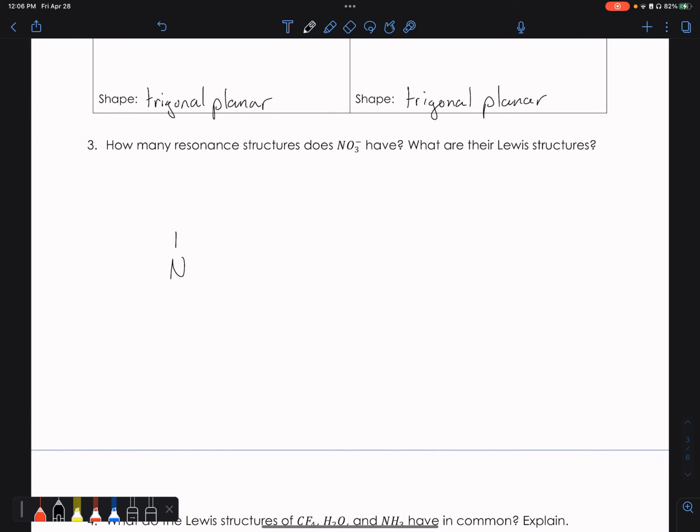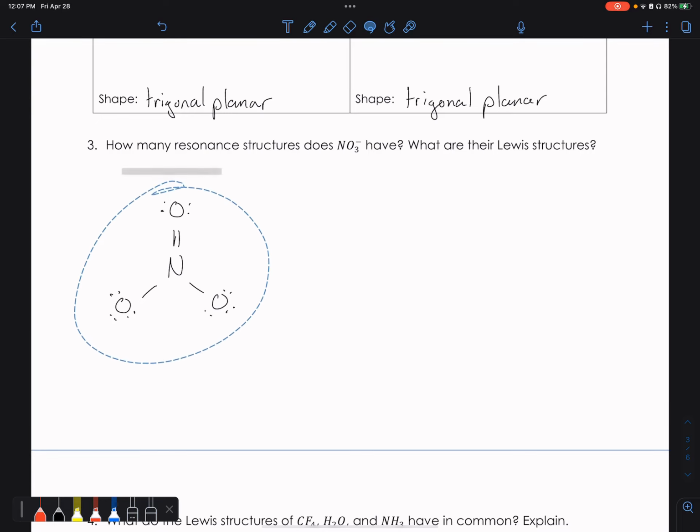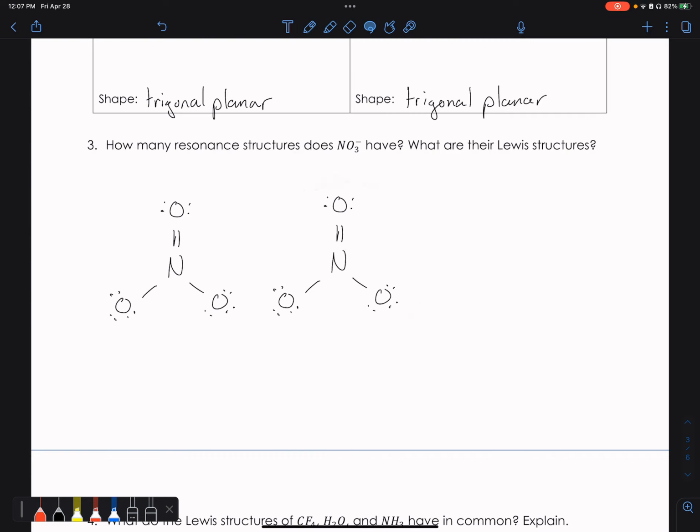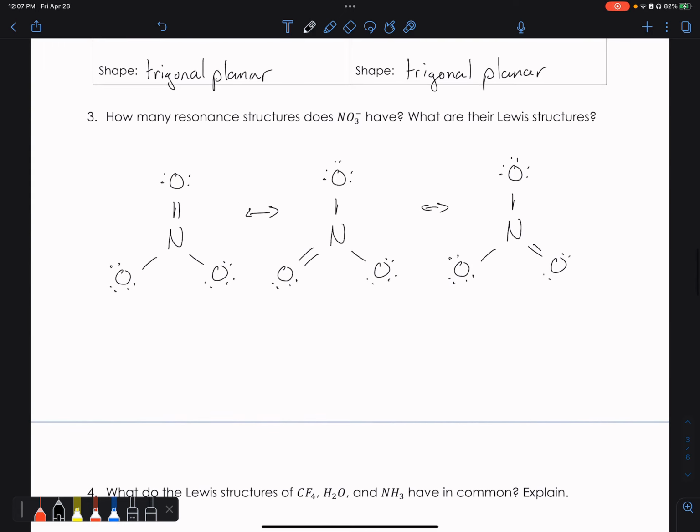So the resonance structures: this is just the first one that we drew out up there. And then the second resonance structure, we would take those electrons from somewhere else. Something like that. And then the final option here would be to take them from that last one over there. So these 3 structures are the resonance structures of nitrate.